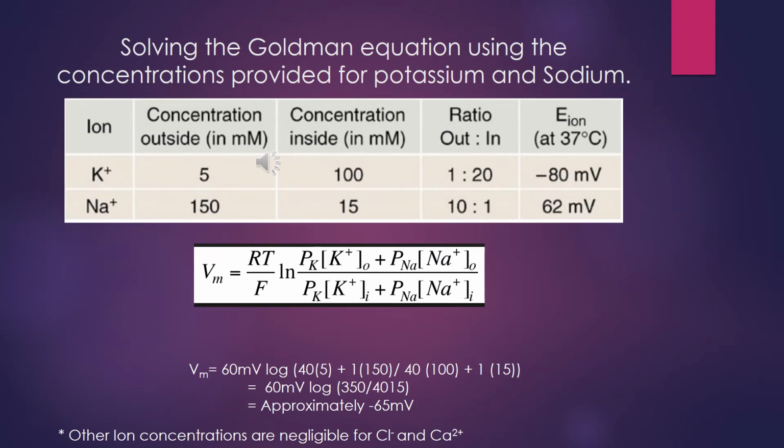If the resting membrane ion permeability to potassium is 40 times greater than that of sodium, then solving the Goldman equation using the concentrations provided in the table yields Vm equals 60 millivolts log of (40 times 5 plus 1 times 150) all divided by (40 times 100 plus 1 times 15), which equals 60 millivolts log 350 over 4015, which is approximately negative 65 millivolts. Other ion concentrations are negligible for chloride and calcium.